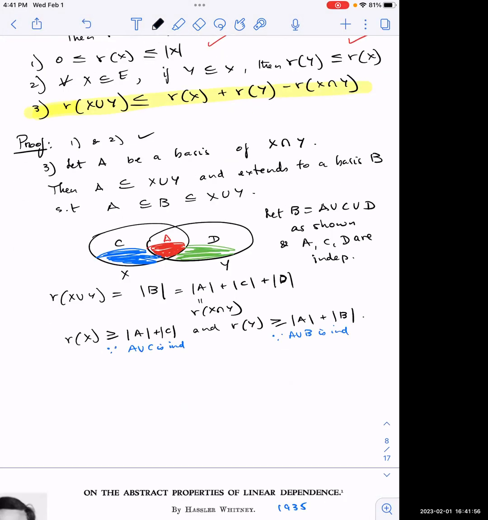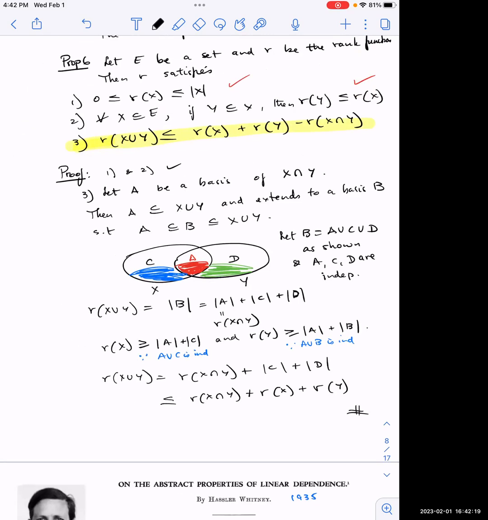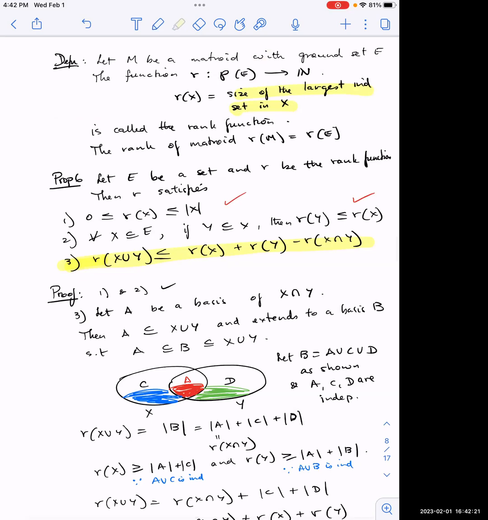So what's rank of X union Y? That's rank of X intersection Y plus C plus D. And that's going to be at most rank of X plus rank of Y. Yeah, that's it. So the fact that this is a submodular function is really cool. It's just, you know, completely different from the stuff that we've been doing so far.